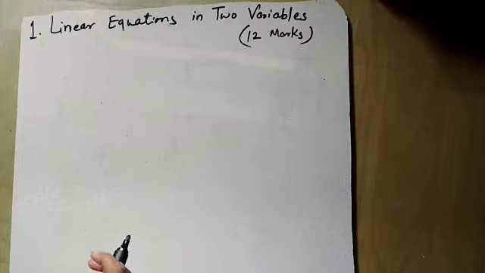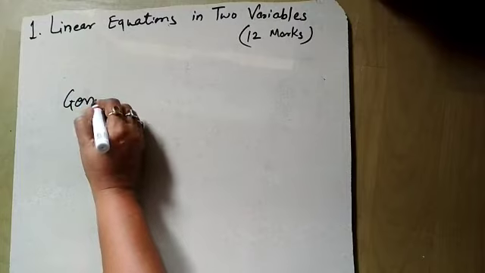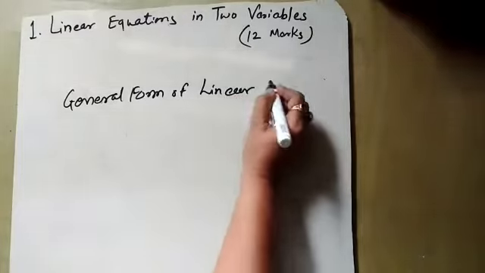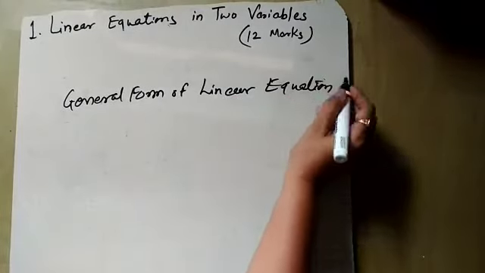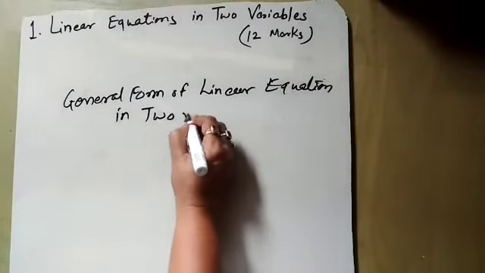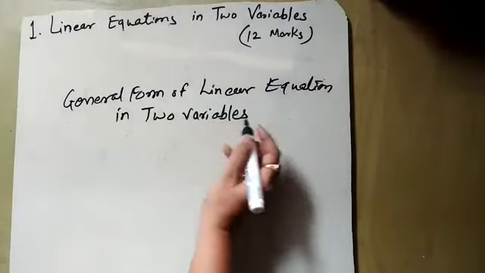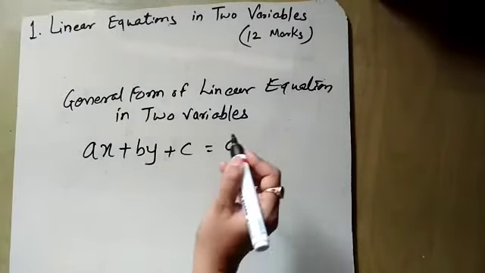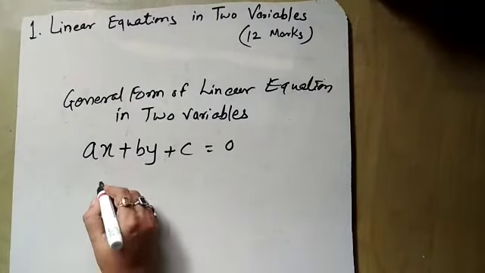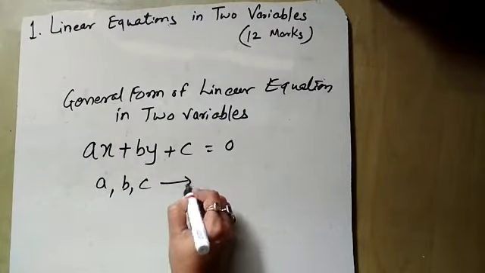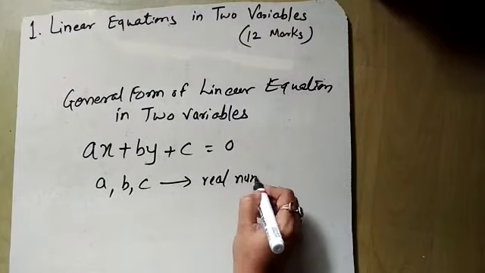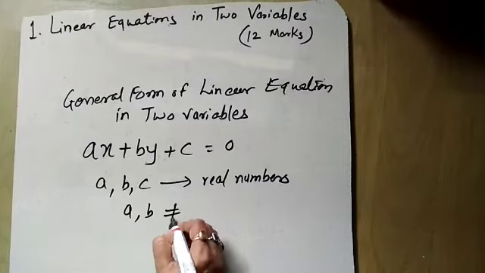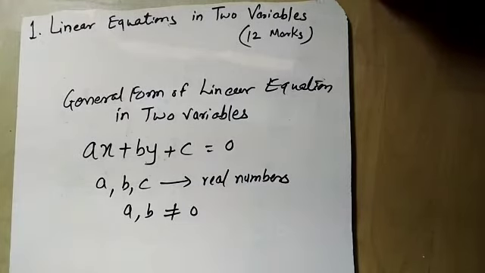Let us revise. The basic thing is the general form of a linear equation in two variables. The general form given is ax plus by plus c is equal to 0. The conditions are a, b, c are real numbers. Second condition is a and b are not equal to 0.